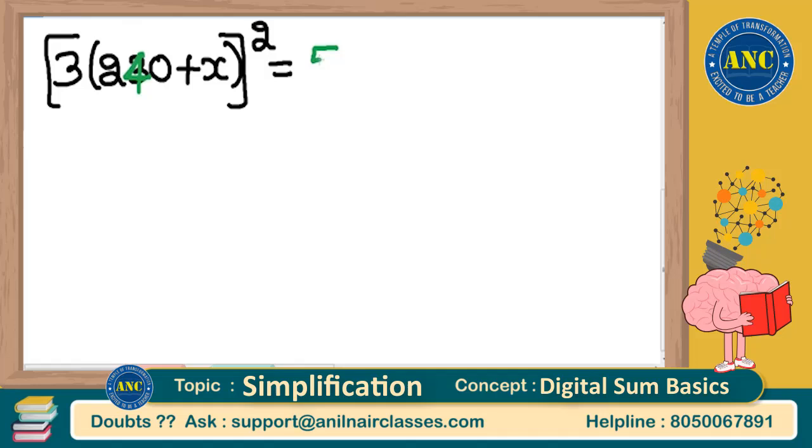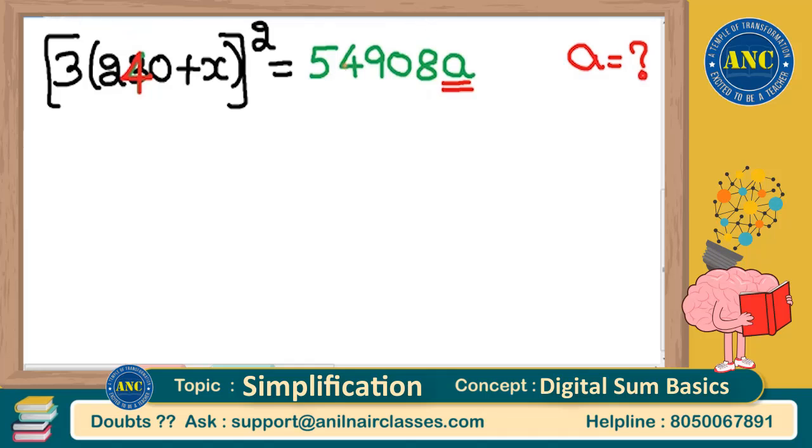3 into 240 plus x whole square is equal to 54908a. You need to find the variable a value. What is the value of this variable a? Now listen carefully, sir. Very beautifully you can solve.